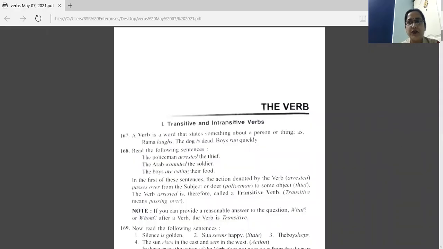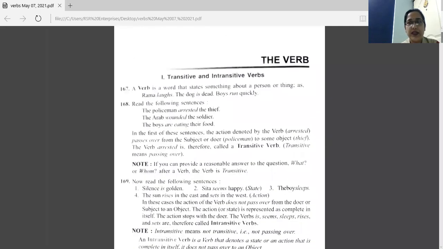The topic which I'm taking today is verbs. Now, verbs, all of you know, these are action words, doing words. In this chapter, we are going to study transitive and intransitive verbs, with complete predication. Now, starting with transitive and intransitive verbs.